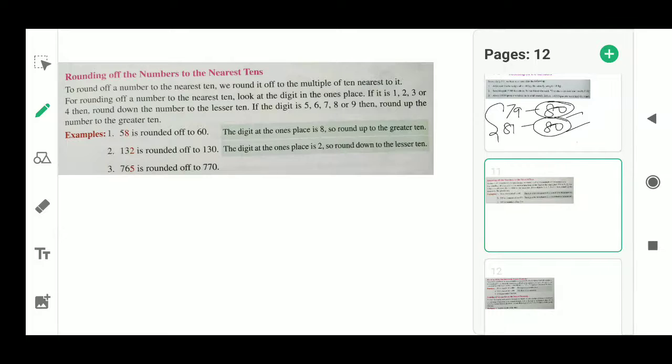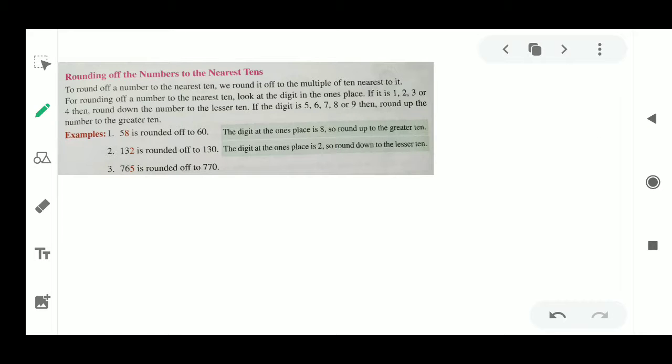Now here we will see how to round up the numbers. We will learn to round up the numbers. The first is rounding to the nearest 10. Suppose we take an example, 58 is given.